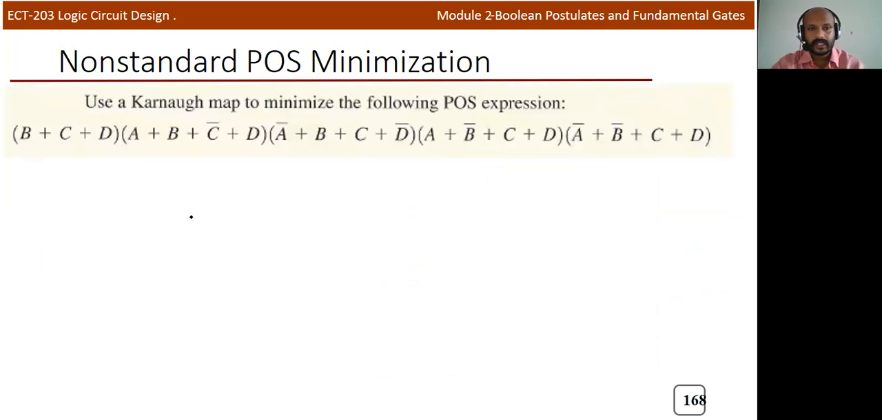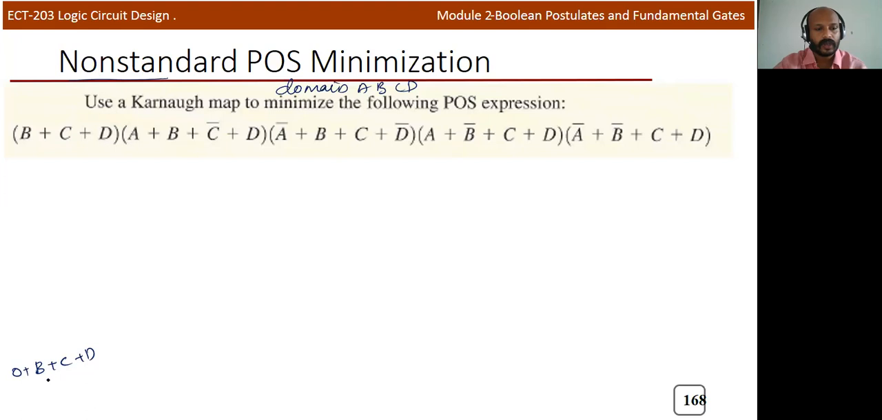Now we will discuss another question where the POS expression is not in standard form. If you look at this particular function, the domain of this question is A, B, C, D, four variables, but the first term contains only 3 variables. So we need to include one more term, that is A. In order to get that term, we are using B plus C plus D. So we need one more term.